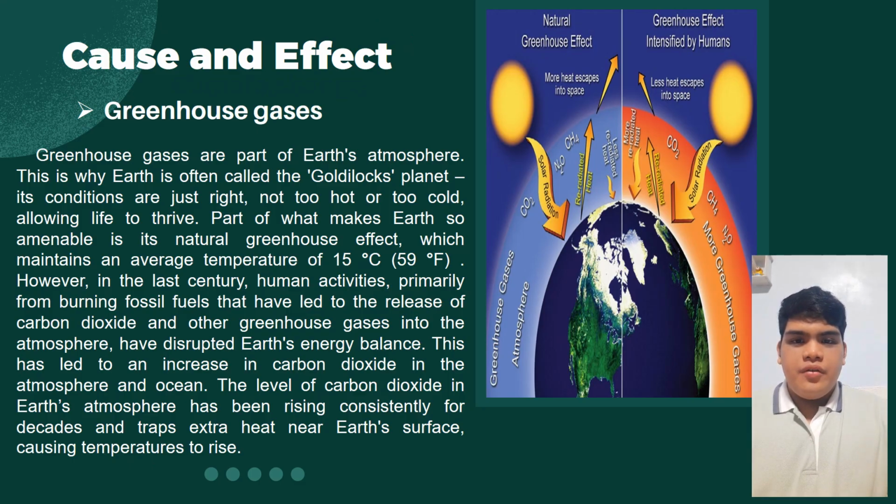What are the causes and effects of climate change? One is greenhouse gases, which are part of Earth's atmosphere. This is why Earth is often called the Goldilocks planet. Its conditions are just right, not too hot or too cold, allowing life to thrive. Part of what makes Earth so amenable is its natural greenhouse effect, which maintains an average temperature of 15 degrees Celsius or 59 degrees Fahrenheit.